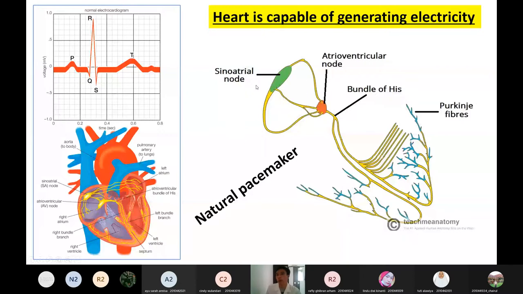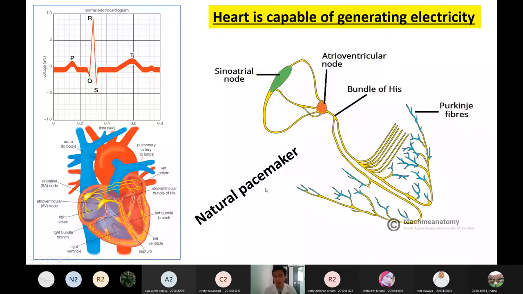That's something unique in the heart, particularly in the mammalian heart and vertebrate heart, that it is capable of generating its own electricity. And how could it generate its own electricity? The heart has very specific muscles. They function like a wire that could generate its own electricity by its cellular activity.